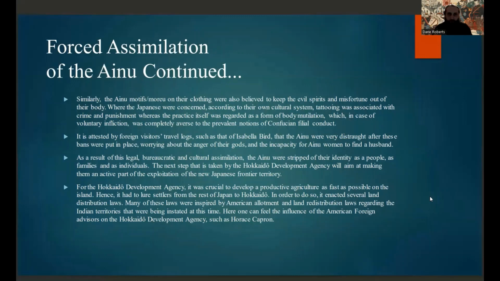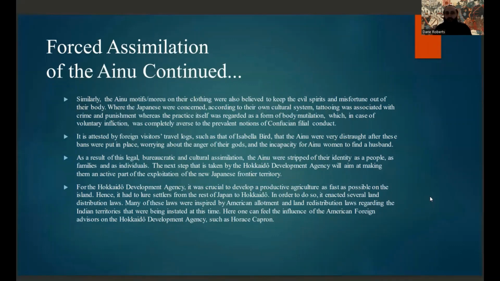And it was associated with crime and punishment via Japanese tradition, and it itself was regarded as a form of body mutilation, which was, in this case, a voluntary infliction, and was completely averse to the notions of Confucian filial piety and filial conduct.